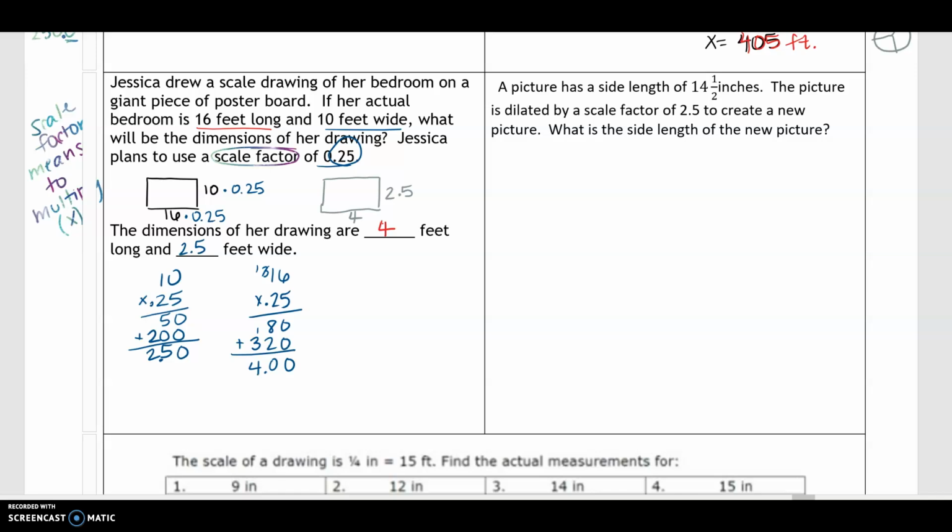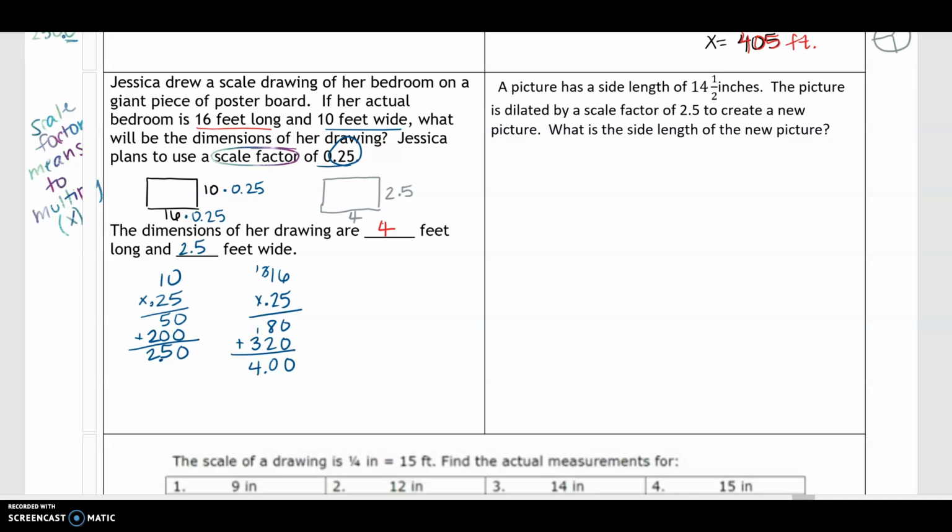It says a picture has a side length of 14 and a half inches. The picture is dilated, which basically means, think about like if you go to the eye doctor, get your eyes dilated, like the pupils get larger. So it's getting bigger at a scale factor of 2.5 to create a new picture. What is the side length of the new picture?